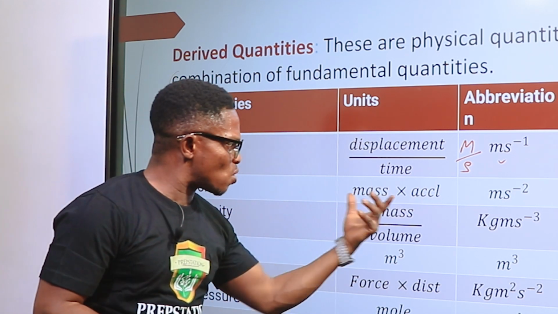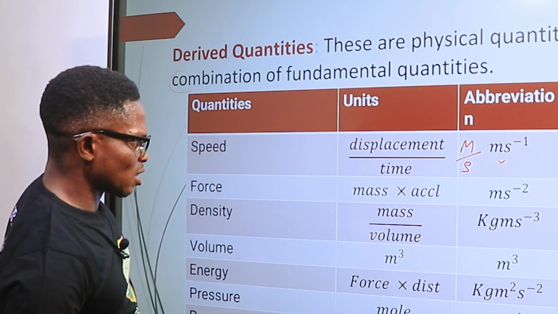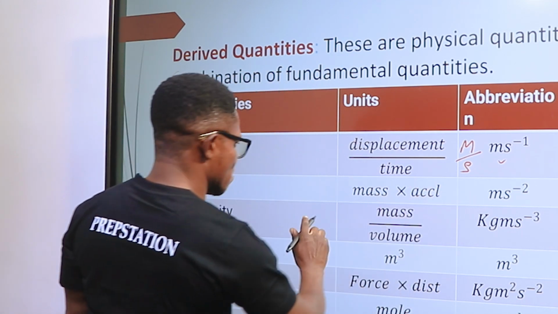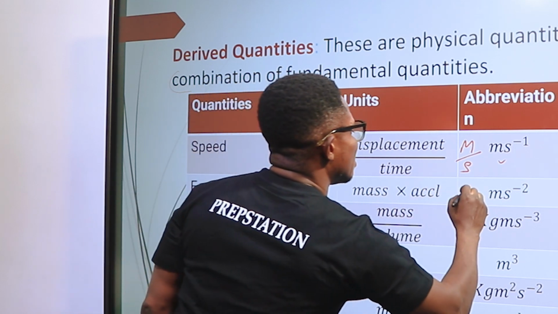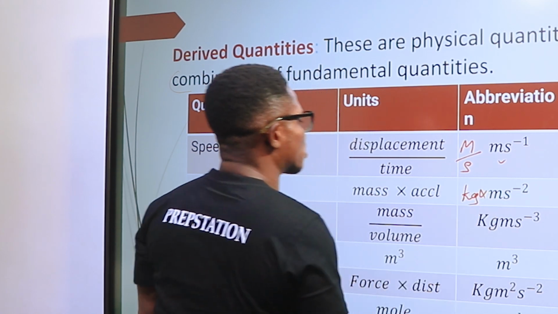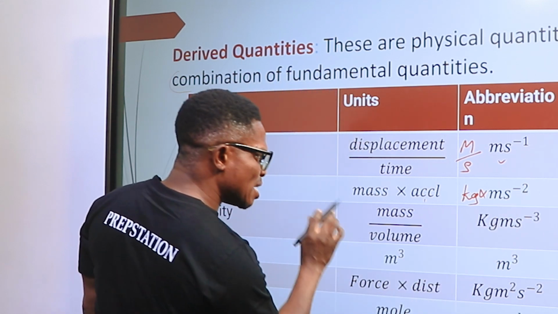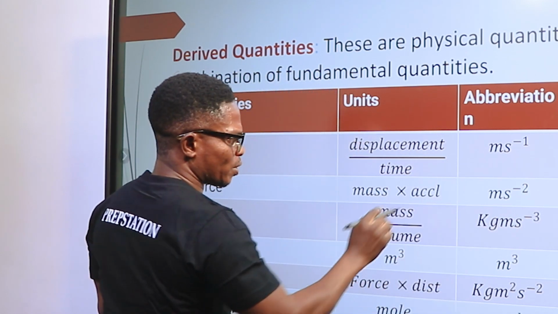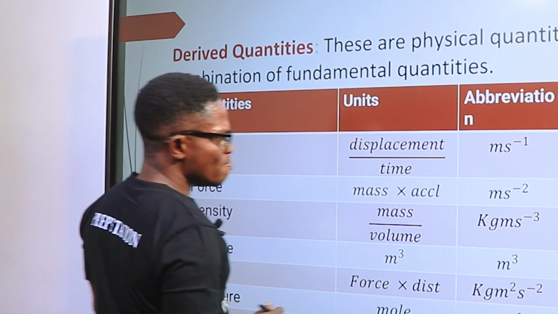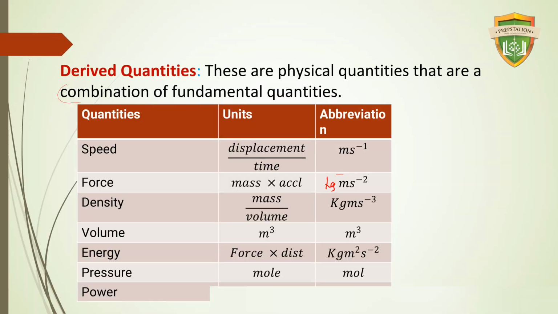Then we have force. The derivation for force is mass times acceleration. So what would that be? Okay, something is missing here. The unit for mass is kilogram. Follow me. If you multiply this by acceleration, which is meters per second squared, the unit for this will be kilogram meters per second squared. So let me add the kilogram here. This is the complete unit for force.